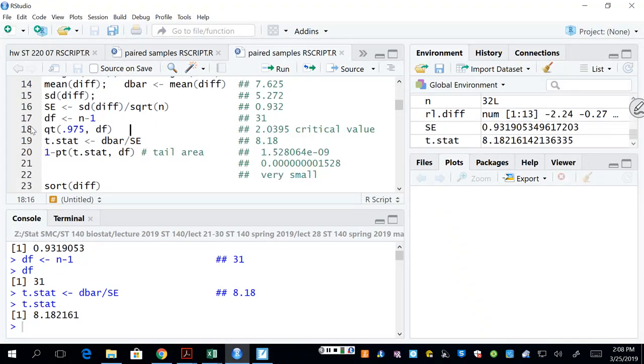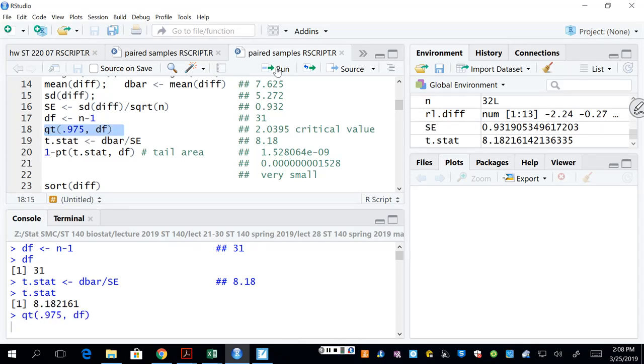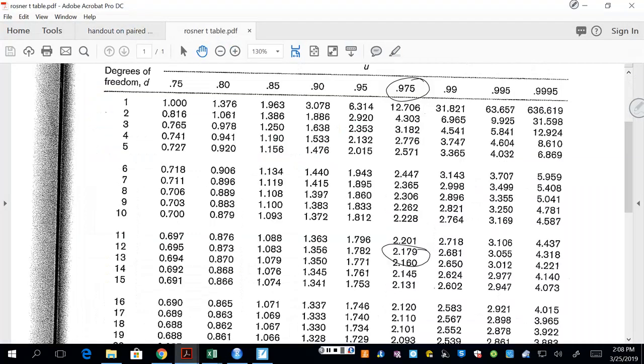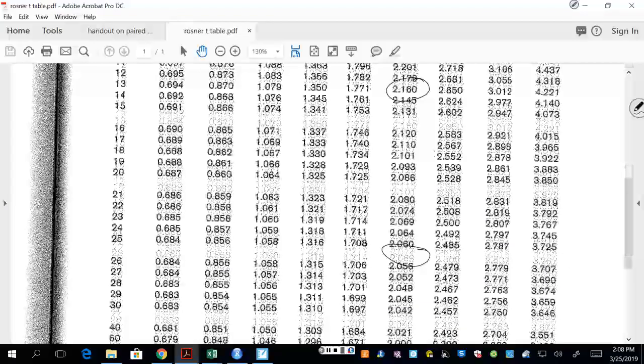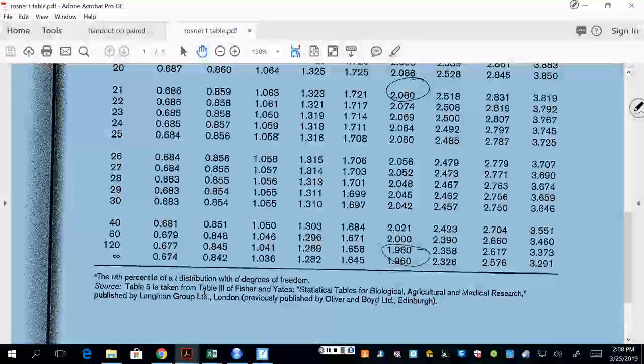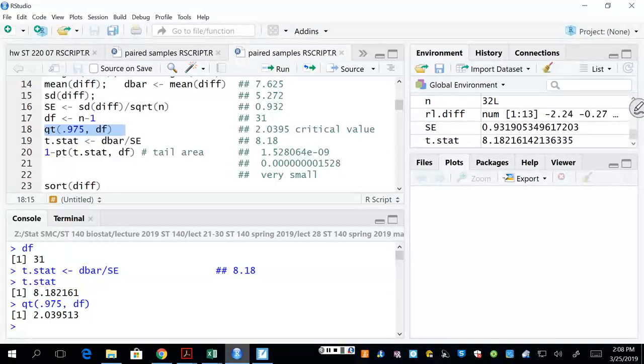We would compare that to a quantile for a t, about 2.04 on Rosner's table, looking it up from that. Do we have 30? We have 30. We don't exactly have 31. But at 2.042, that would be pretty close to this number. In R, it gives us actually 2.039, just a little bit smaller than that.